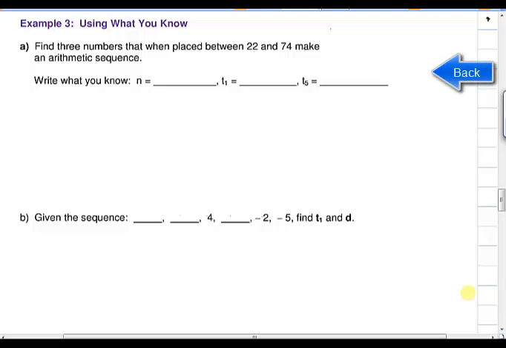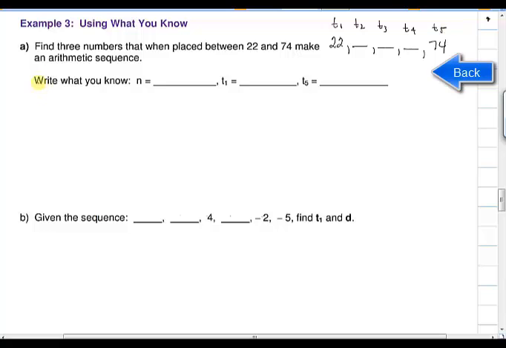Example 3, using what you know. We're going to take a look at two examples here that are similar to each other. In the first one, you're asked to find three numbers that when placed between 22 and 74 make an arithmetic sequence. So what that looks like is our first term is 22, and we've got three numbers in between that and 74. So I'm going to use spaces to indicate our three numbers. And so you've got a sequence that has 5 terms. So here's T1, T2, T3, T4, and T5.